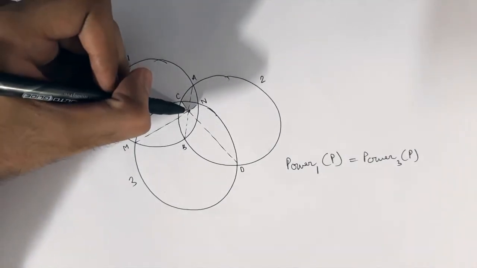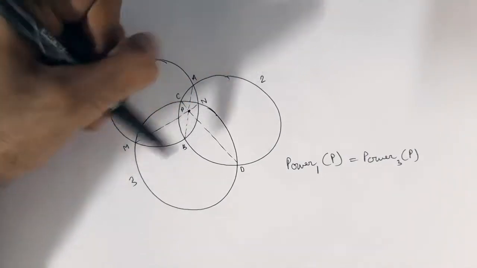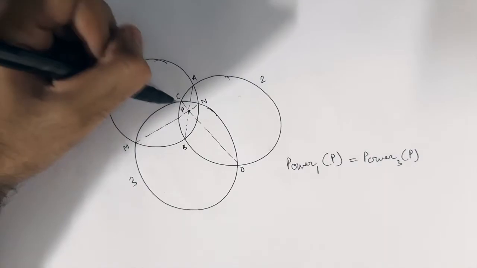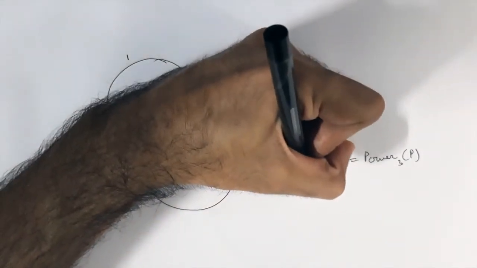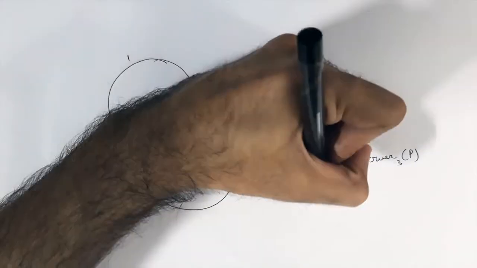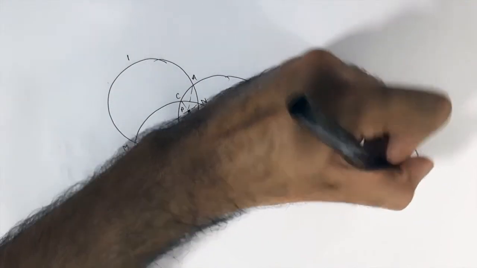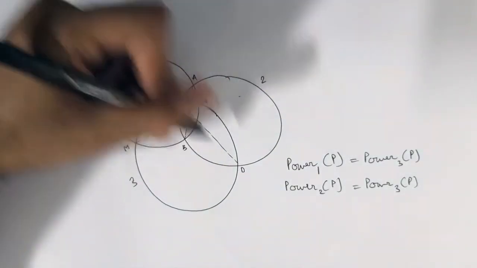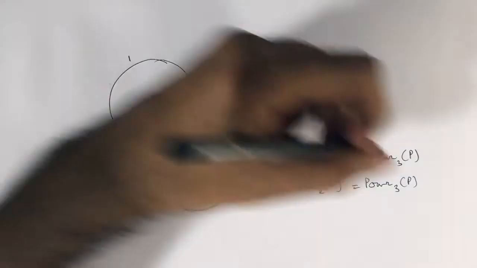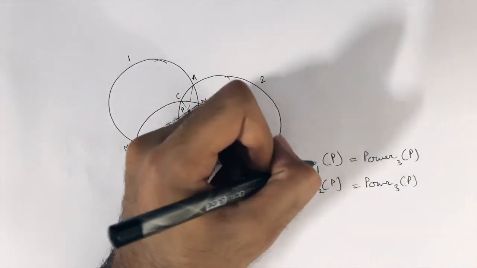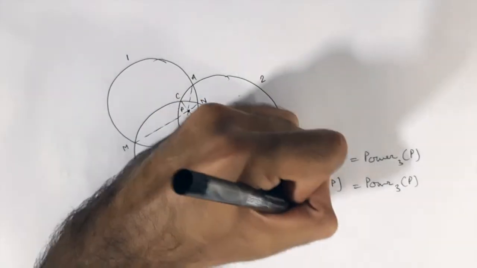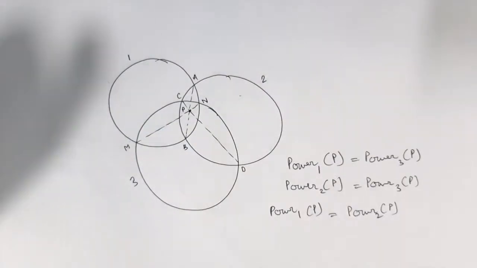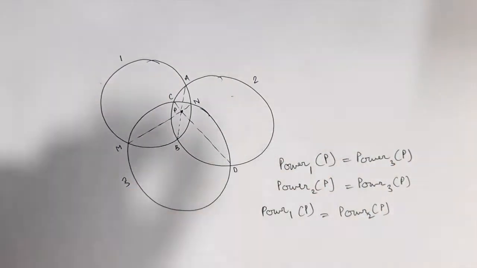Now we have P lying on the common chord of circles 3 and 2, therefore P has equal powers with respect to 3 and 2; the common chord is CD. Therefore power of P with respect to 2 is power of P with respect to 3, since it lies on CD, right? So from here we can basically see that power of P with respect to 1 is power of P with respect to 2, just from this relation.